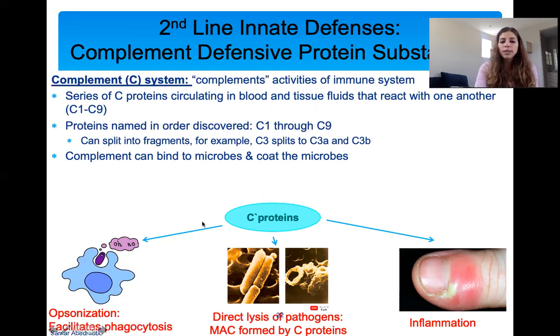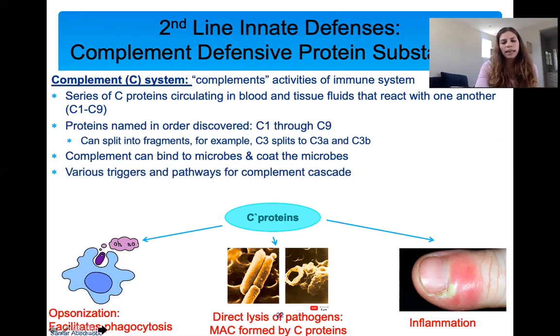They can lead to phagocytosis, which we call opsonization. So opsonization is a way that we facilitate phagocytosis. They can directly lyse the microbe by forming these complexes, which we call MAC complexes, or they can lead to inflammation, which also leads to the death of the microbe. So this is what the complement system can do. And you get various triggers. It's a very long, complicated process. I just want you to know these things.